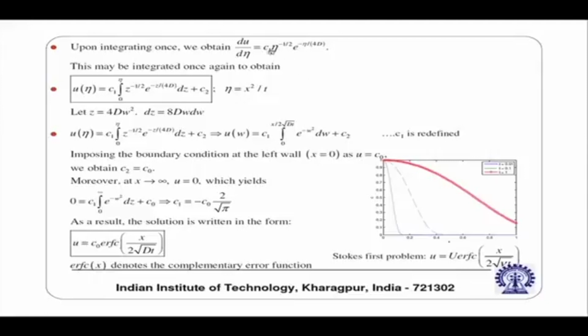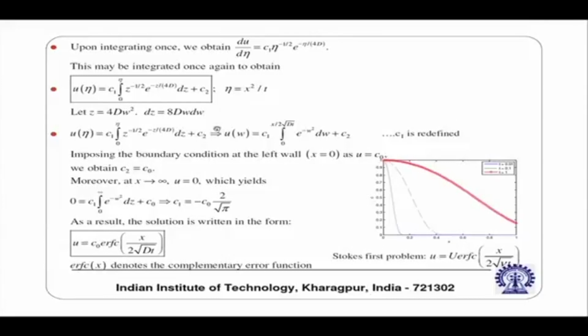So what is the solution? The ODE that I had just shown, you integrate it once. So you see that it is of the form d2u d eta 2 plus something into du d eta. So if you take du d eta as a variable, then integrating that you will get this equation, and this may be integrated once more to get u as a function of eta.